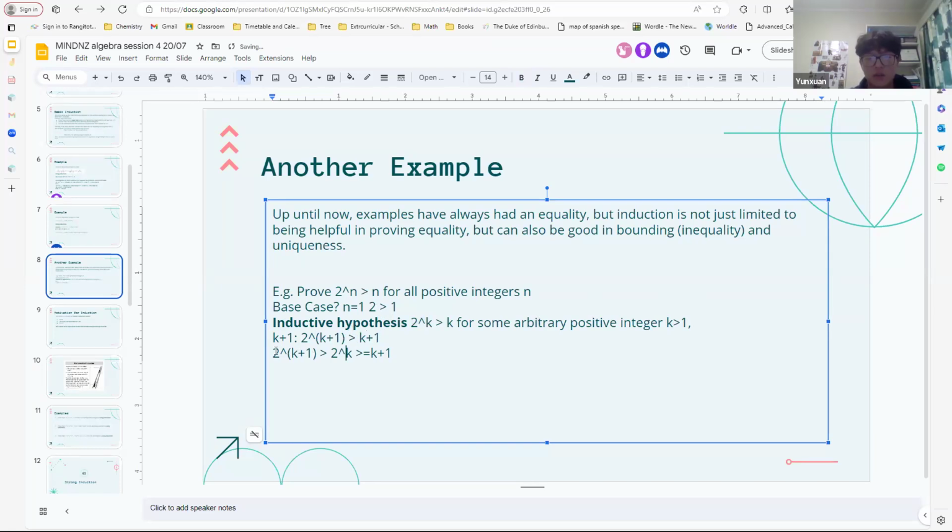But we know that 2 to the power of k plus 1 is the same thing as 2 to the power of k, and then times 2, right? Which is obviously larger than 2 to the power of k for integers k larger than 1. And before we made the assumption that 2 to the power of k is larger than k, so 2 to the power of k is larger or equal to k plus 1, since k is an integer. Is everyone following?